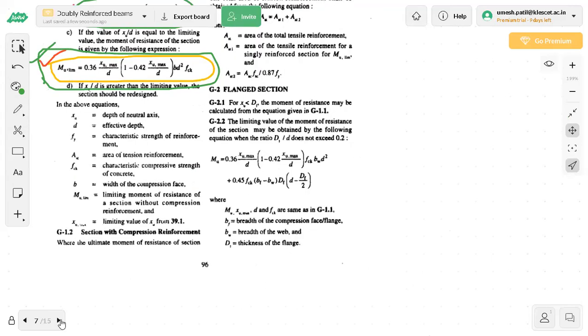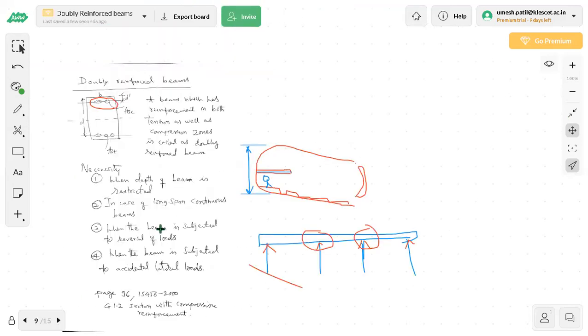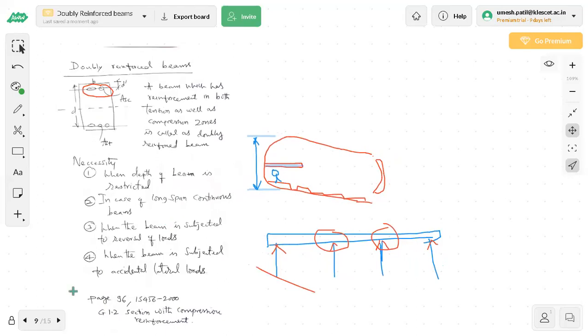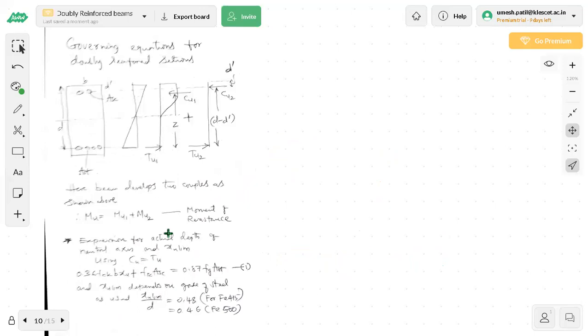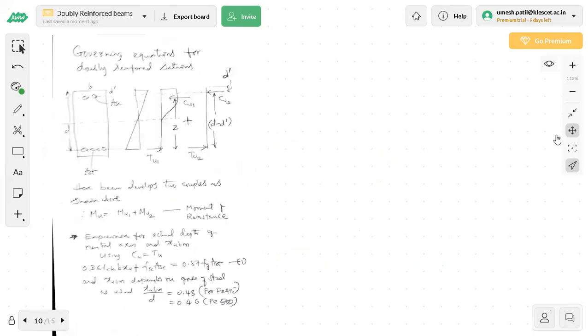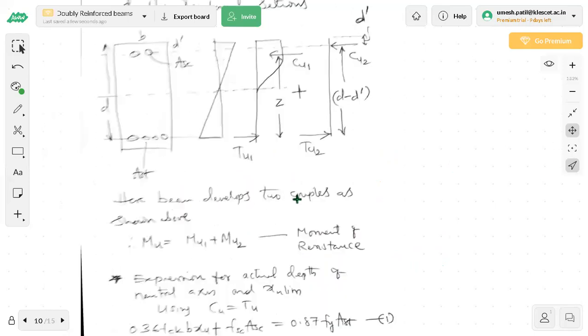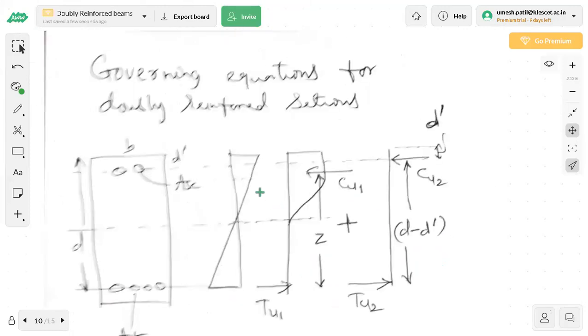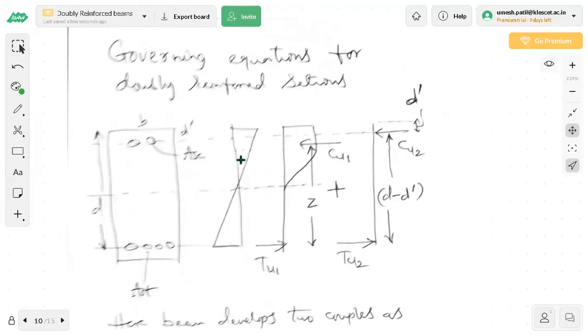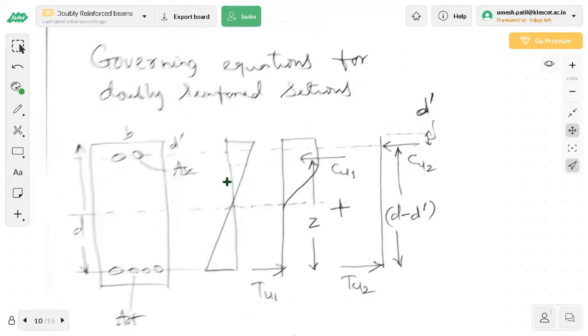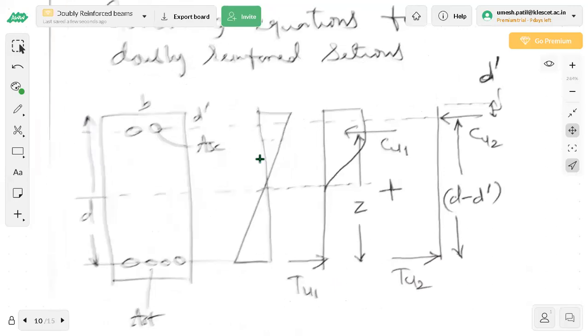I'll go to that. So what I have done here is, this is the necessity and definition. Let us go to governing equations. Governing equations for doubly reinforced sections. Governing equations means, how do you find XU? How do you find XU limit? How do you find moment of resistance? Now observe here what I have done.